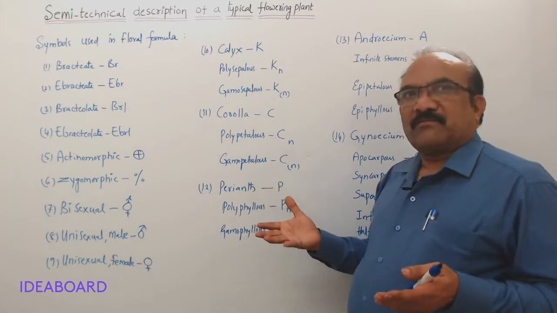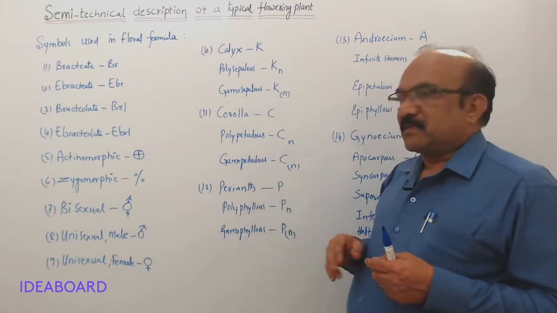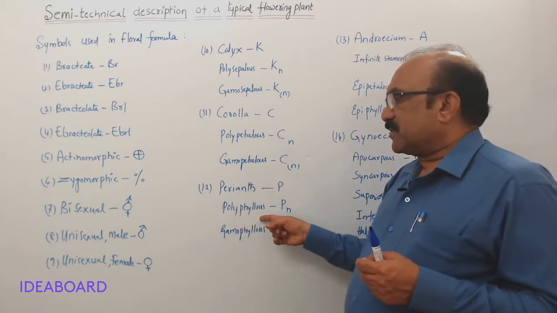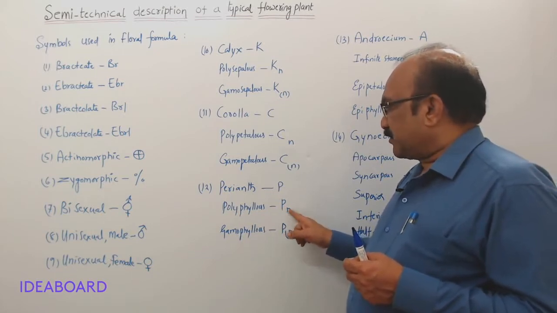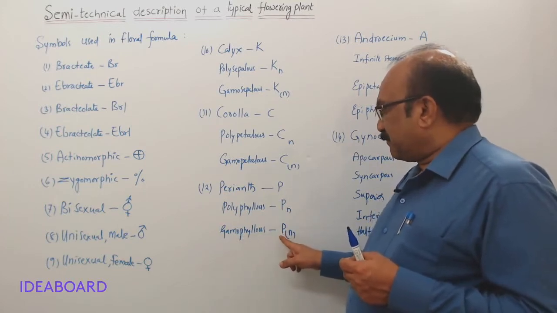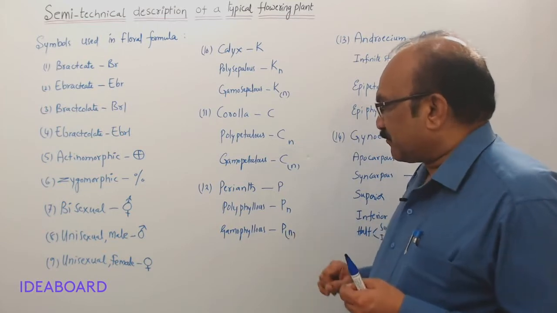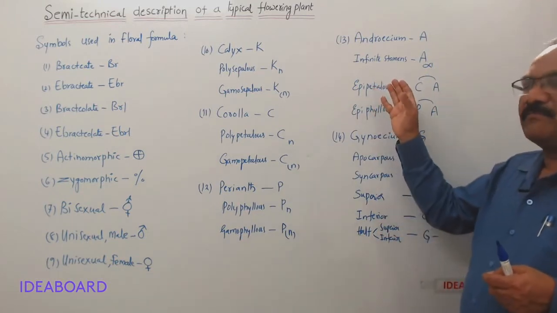The members of the perianth are called tepals, and if these tepals are free, the condition is called polyphyllous, and you can see here P n, subscript n. We are not using any brackets. And when they are fused, it is gamophyllous, and you can see here the P and n in brackets, which means gamophyllous.